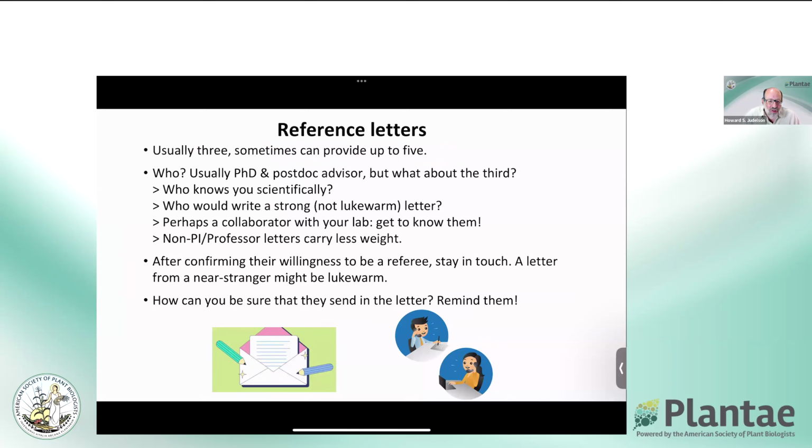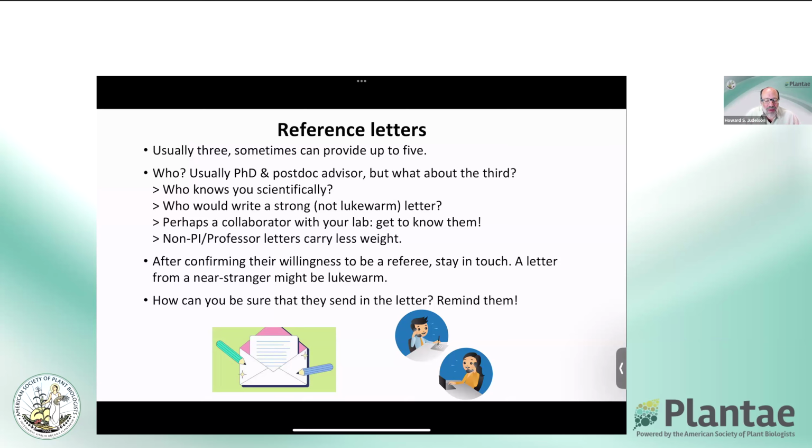Reference letters. So usually you'll be asked for 3. Sometimes you'll be provided with the opportunity of submitting up to 5, but 5 is not necessarily better than 3. 3 good letters are all you need. And one challenge for many postdocs, this is certainly a problem with me, or a challenge with me, is figuring out who's going to write those letters. Usually I'll ask your PhD advisor and your postdoc supervisor, but sometimes coming up with that third name could be a challenge because you're looking for someone who knows you scientifically and who would write a strong letter.